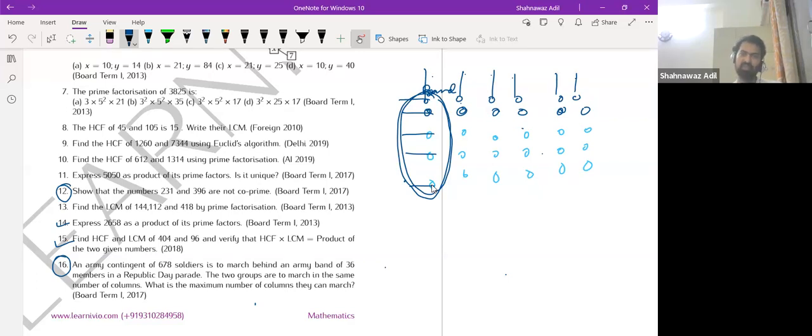Yes, guys. Sir, HCF. So we have to find out first how many people are there in one group. So we have to divide 678 and 36 in one group, right? So we have to find out the number of people in one group. That we can do by calculating the HCF, right? That will give the number of people in one group. So please calculate and tell me how many groups there would be.